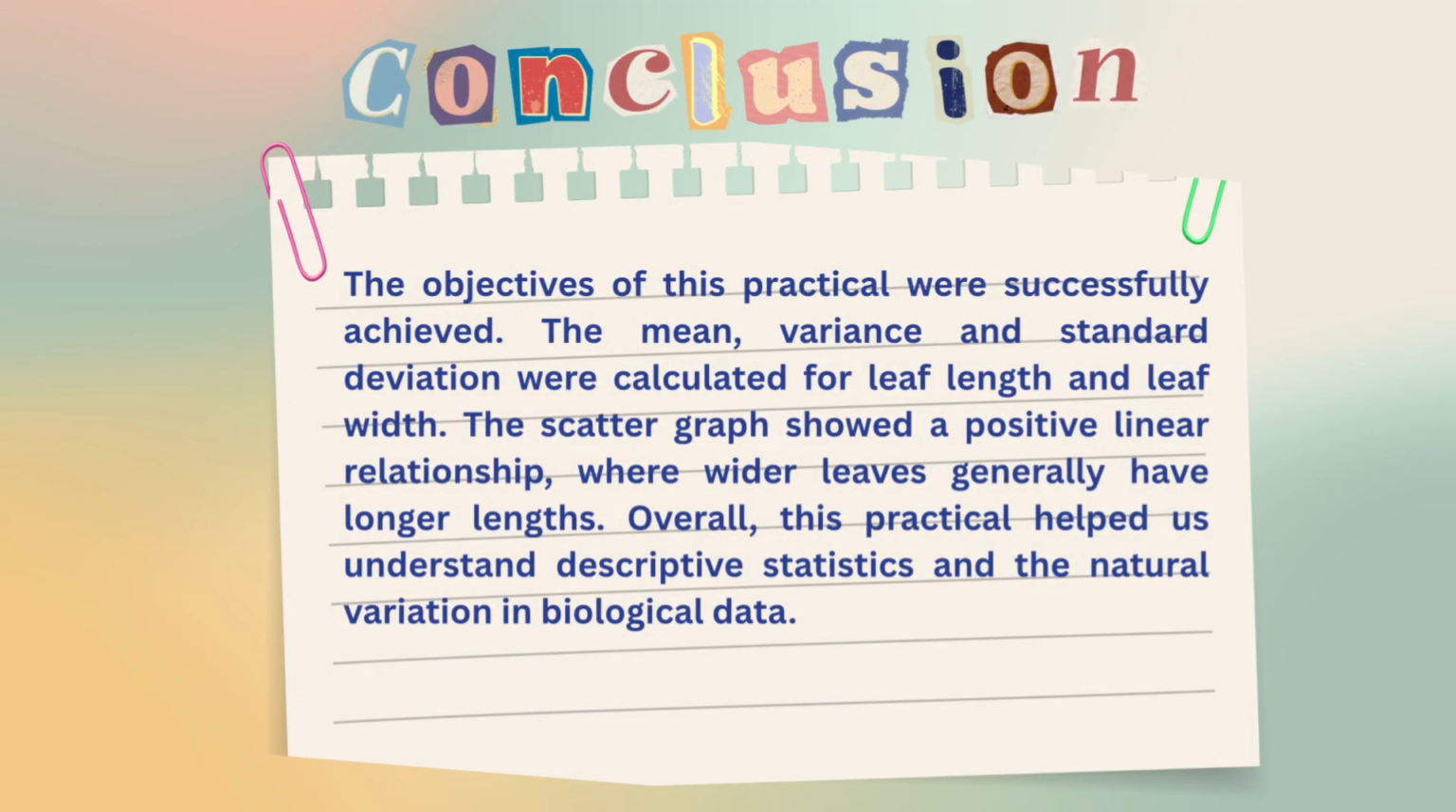In conclusion, the objective of this practical was successfully achieved. We calculated the mean, variance, and standard deviation for leaf length and leaf width. The scatter graph shows a positive linear relationship, meaning that wider leaves generally have longer lengths. This practical also helped us understand how descriptive statistics can be used to describe biological data and natural variation.